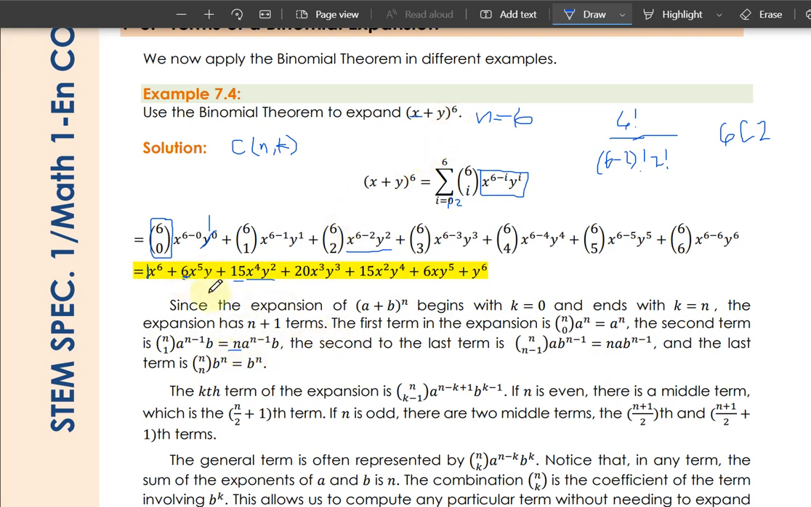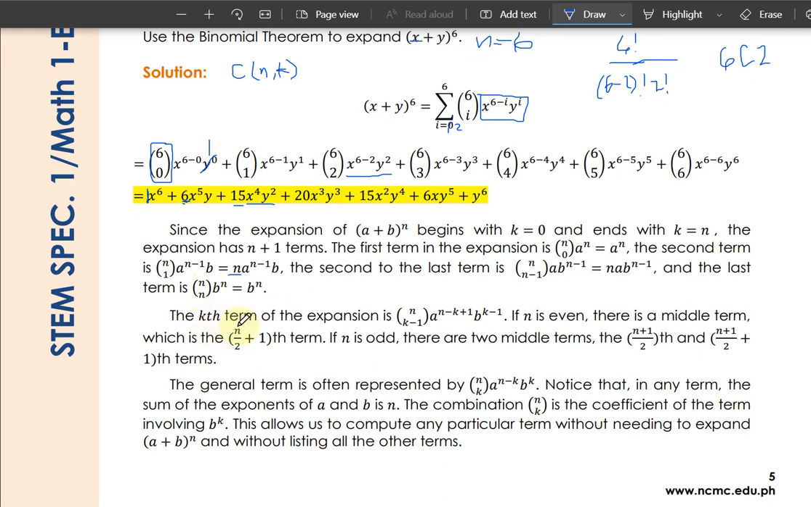So let me explain that earlier. So the kth term of the expansion is n combination k minus 1 times a to the n minus k plus 1 times b to the k minus 1. So k here is similar to i.